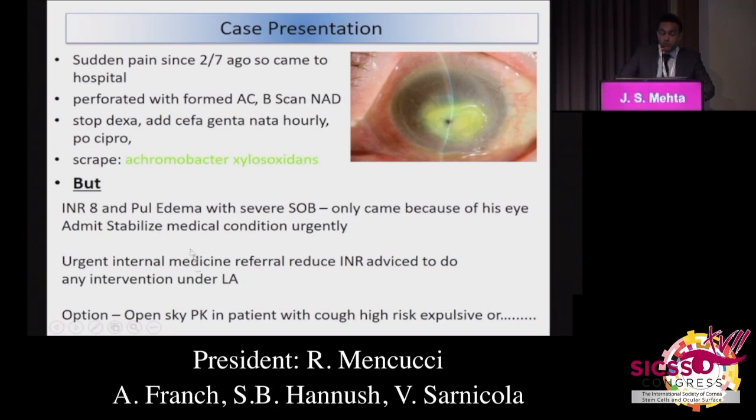But also, more importantly, his INR had gone up to 8, and he was in severe shortness of breath with pulmonary edema, and he only came in because his eye was complaining of pain, so we had to admit him urgently. And when I asked the internal medicine guys what we can do, they said whatever you do, you can't do anything under GA, you have to do it under local anesthetic.